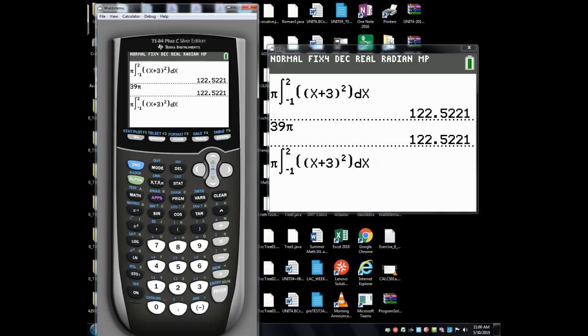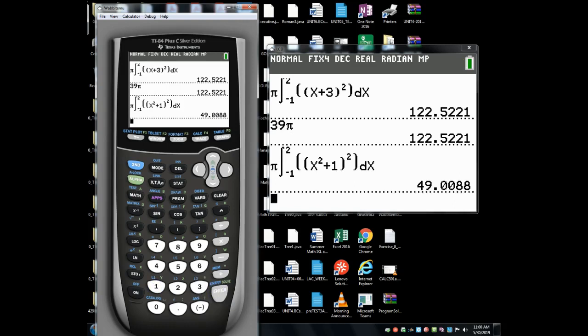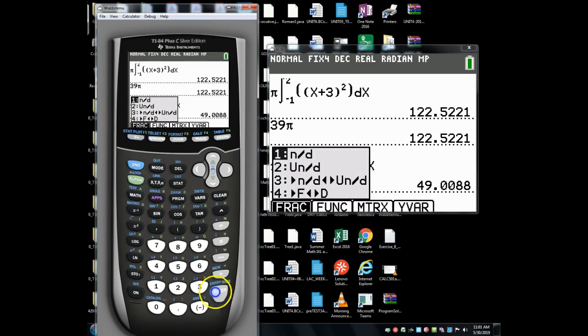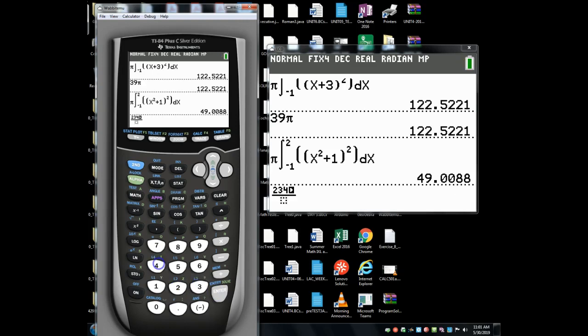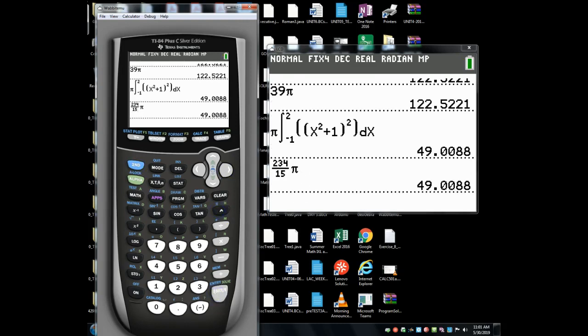Okay. And then the other area, the smaller area that we're taking out in the hole, is similar. It's still pi. It's still a dx. It's still -1 to 1. And we're still squaring the radius, but the radius here now is x squared plus 1. And that's 49.009-ish if you round it off. And the other one's 122.522-ish. Is that what we had? Didn't we have 234 fifteenths of pi? Is that the same thing? Yeah, so the answer is 39 pi minus 234 fifteenths of pi.